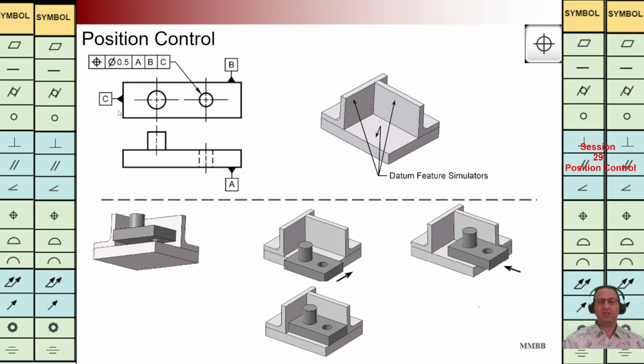We are going to fix this component by sitting on A and B, in contact with B and also C. In that way, we are going to have a cylinder with a diameter of 0.5 perpendicular to A, and the axis of this hole should be in that cylinder.